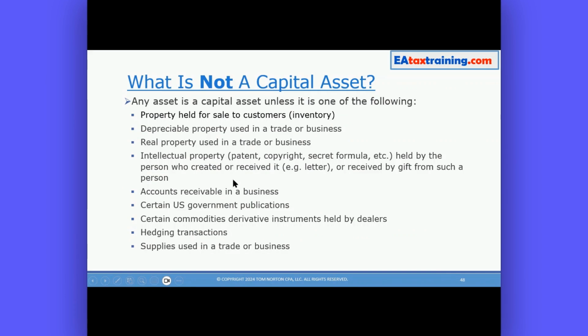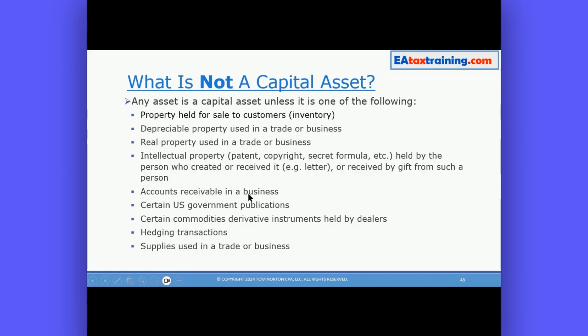So what's that list of things that are not a capital asset? Again, this is the same list from that part 1, video 3. Property held for sale to customers, inventory, depreciable property used in a trade or business, real property used in a trade or business, and it's broken out separately because some real property is depreciable and falls into this category, but some real property, land, is not depreciable, and so they're saying land is also not a capital asset if it is used in a trade or business. Intellectual property, patent, copyright, etc., held by the person who created it. If you purchase it, that's different. But if it's held by the person who created it, then it is not a capital asset.